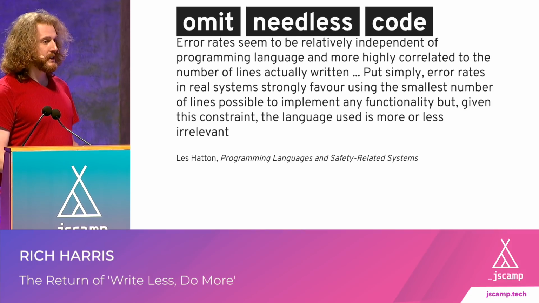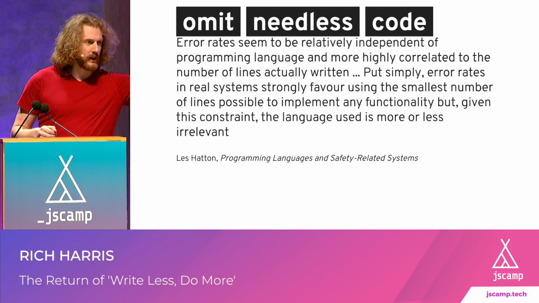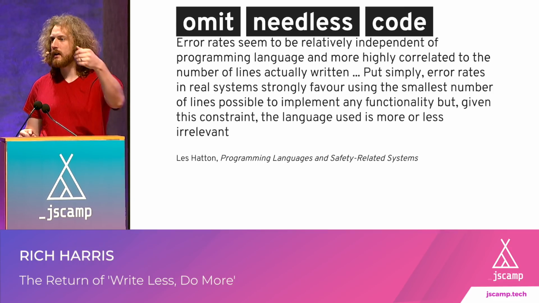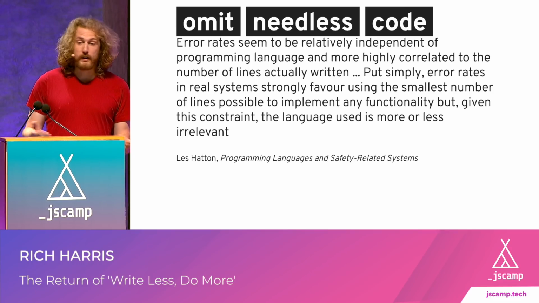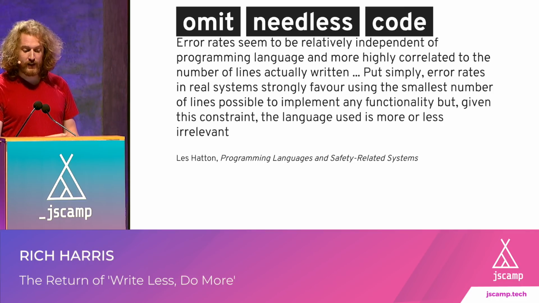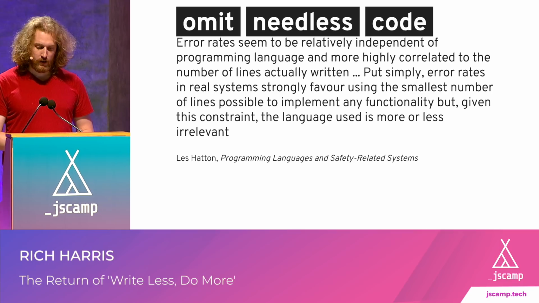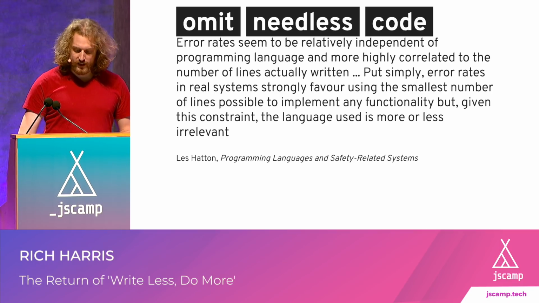You might think that this is something that only applies to a particular language, that 1,000 lines of C and 1,000 lines of Ruby and 1,000 lines of JavaScript would have different error rates. But it turns out that's not true. According to Les Hatton in his paper, Programming Languages and Safety-Related Systems, error rates are relatively independent of language, more highly correlated to the number of lines actually written. The language used is more or less irrelevant.